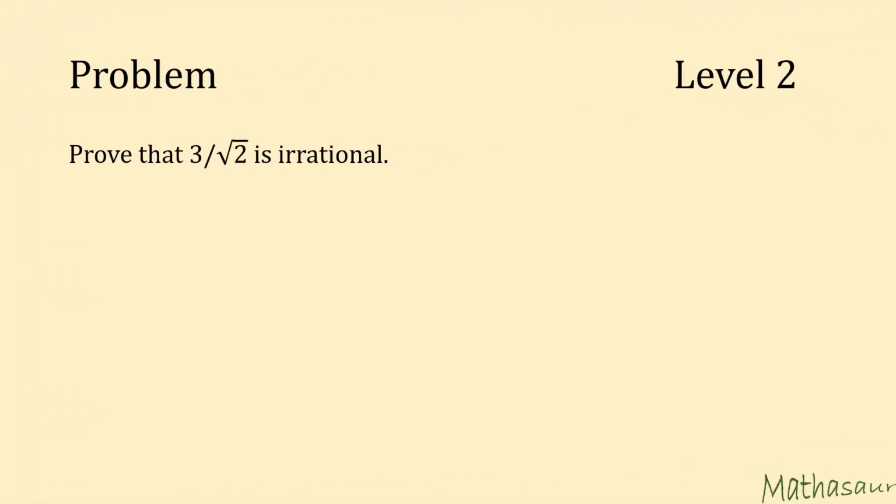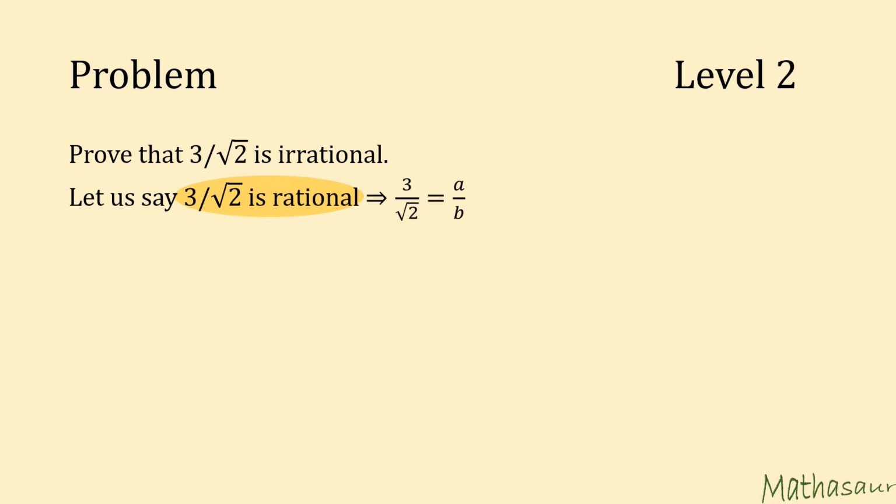Let us look at another problem. Prove that 3 upon square root of 2 is irrational. So first of all, let us say that 3 upon square root of 2 is rational. So we could express it as a upon b, where a and b are co-prime. This time, the statement we are going to contradict is different.